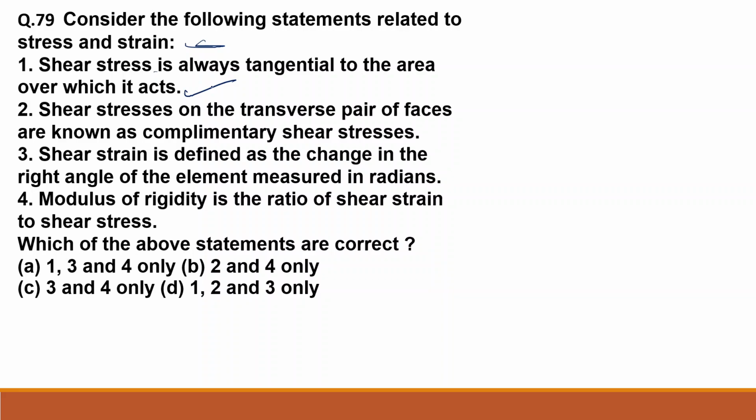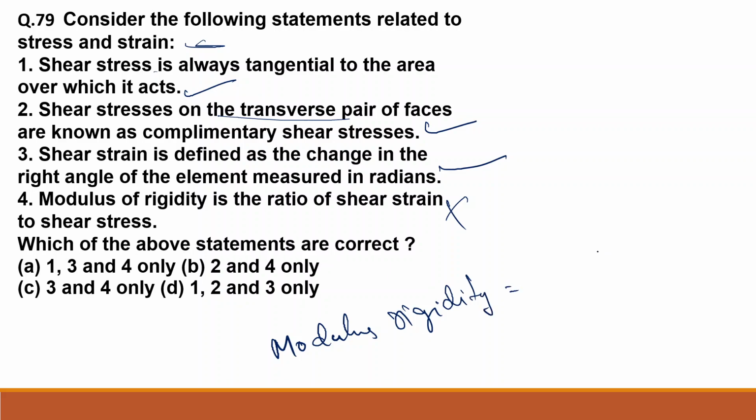Okay, this one is right. And shear stresses on the transverse pair of faces are known as complementary shear stress. This is also right. Shear strain is defined as the change in right angle of the element measured in radians. Absolutely right, because shear strain is measured in radians. Modulus of rigidity is the ratio of shear strain to shear stress. This is wrong, because modulus of rigidity, I will write here, the ratio is equal to shear stress.